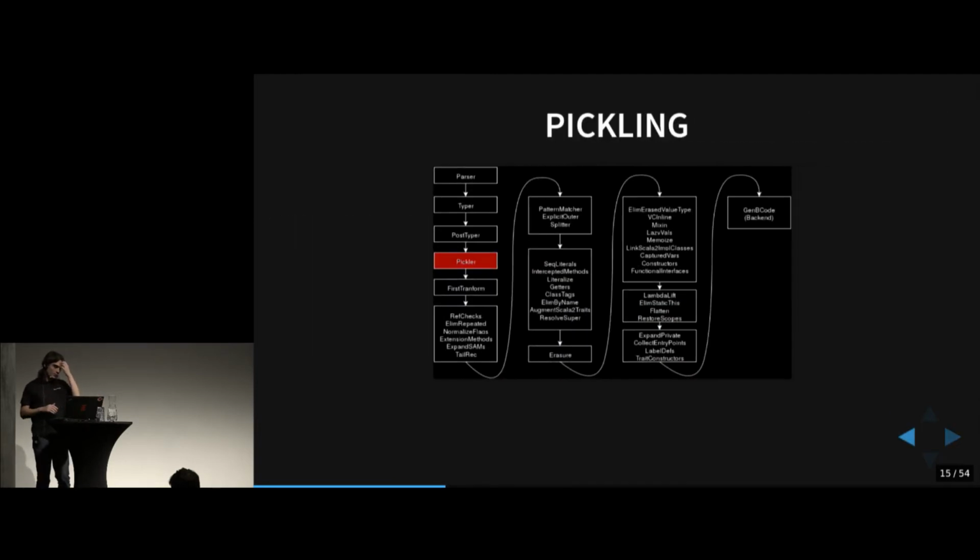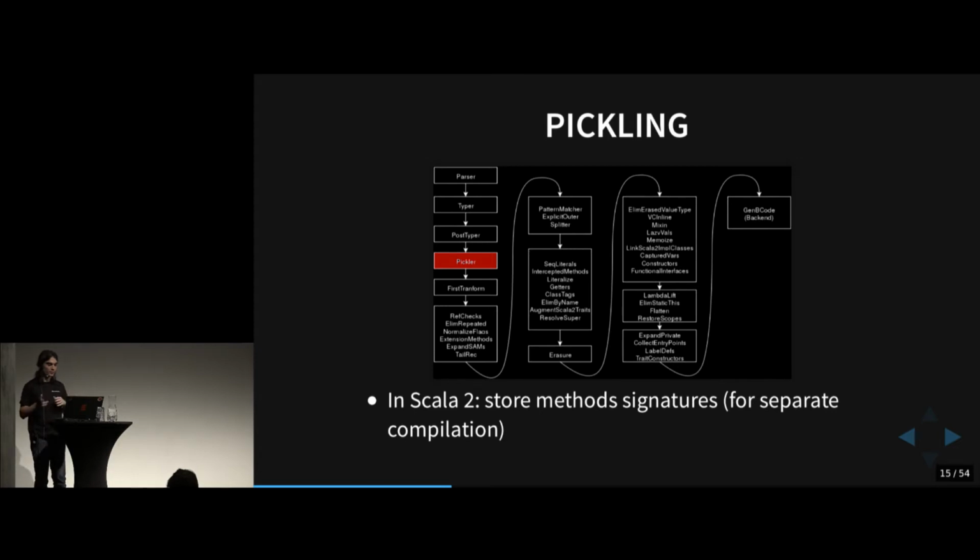To understand that, I'm going to talk a bit about pickling. Pickling is a very early compiler phase, which basically stores information about the type check trees, which will be stored at the end in the class file that we generate. In Scala 2, this is used to store method signatures, and this is useful for separate compilation.